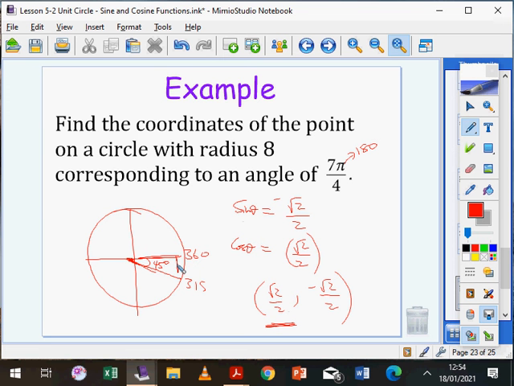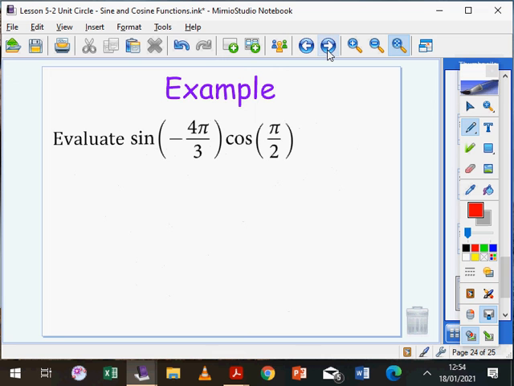Evaluate sine of 4 pi divided by 3 times cosine of pi out of 2. Let's figure out what these angles are. 4 pi out of 3, this is 180 divided by 3 is 60 times 4 is 240. So I'm evaluating the sine of 240 times the cosine of pi out of 2, which is 90 degrees.